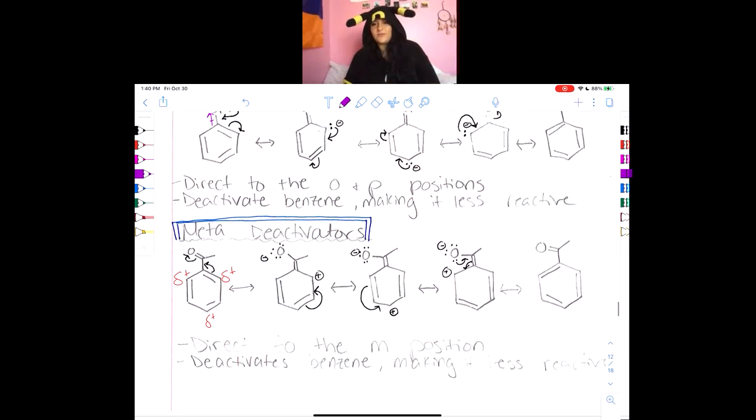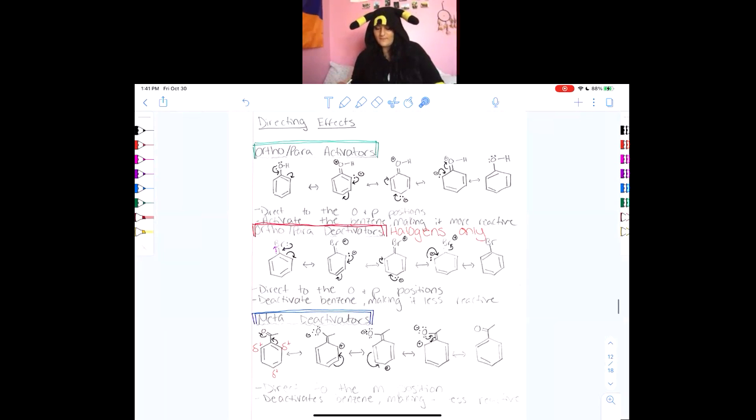Meta deactivators, we're going to call strong deactivators, and they are going to direct to the meta position because, as we talked about, they have a delta plus on the ortho and para positions, as we can see. And this would mean that by default or by comparison, the meta positions are going to be the most nucleophilic. And the reason they are deactivators is because they are withdrawing groups, and electron withdrawing groups make overall the benzene ring more electrophilic, and so it's going to be overall less reactive. So zoom out again.